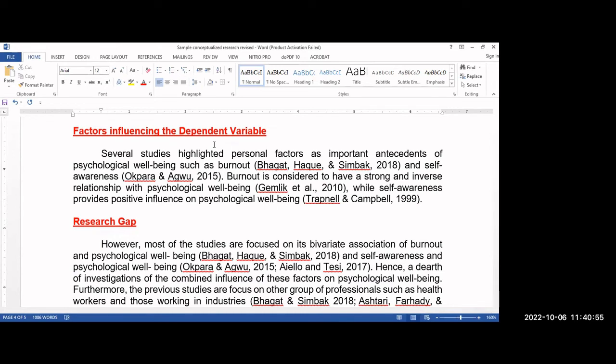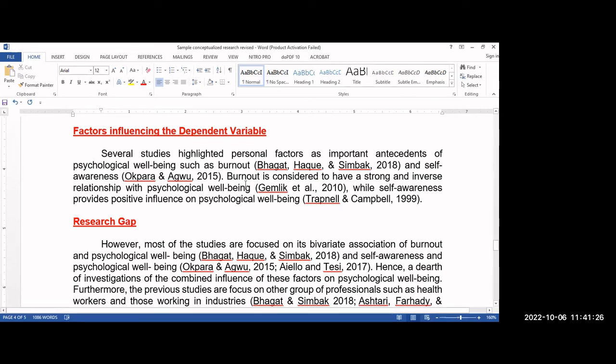So we will make a paragraph of that. Several studies highlighted personal factors as important antecedents of psychological well-being, such as burnout and self-awareness. You cite the author. Burnout is considered to have a strong and inverse relationship with psychological well-being, while self-awareness provides a positive influence on psychological well-being. So you can add additional information about its relationship. It's up to you. There's no problem with that.